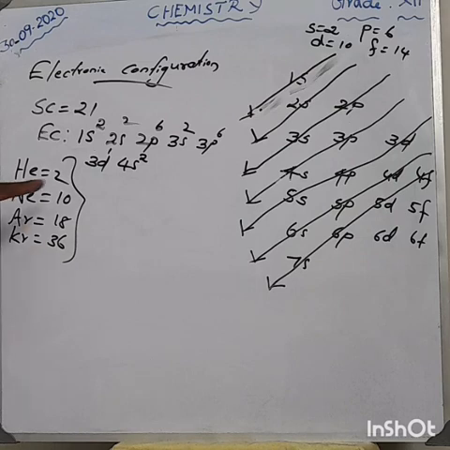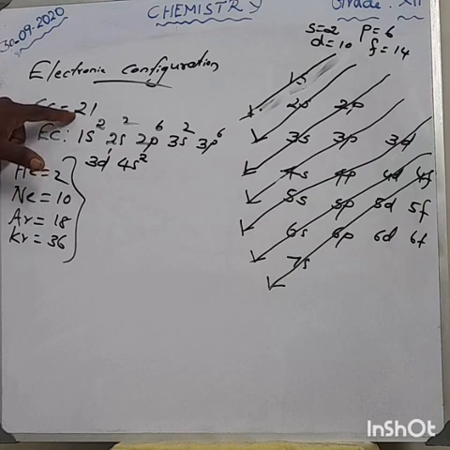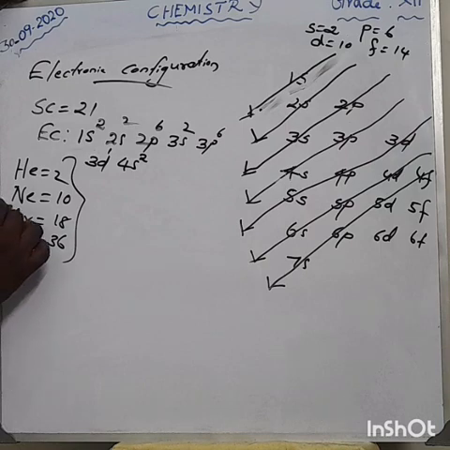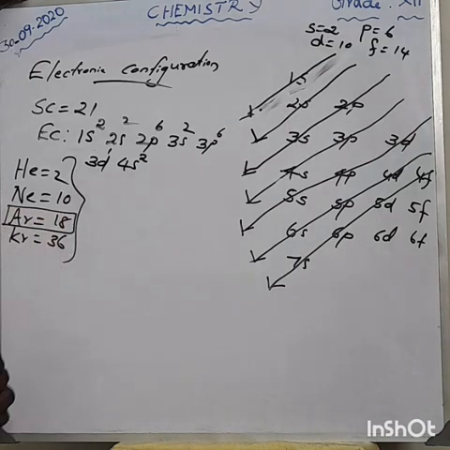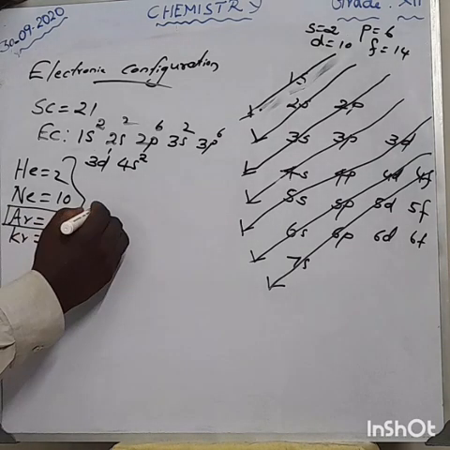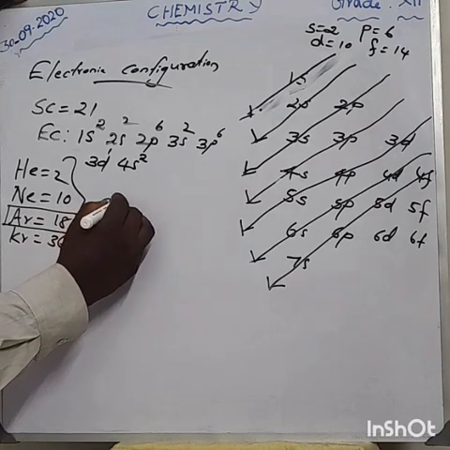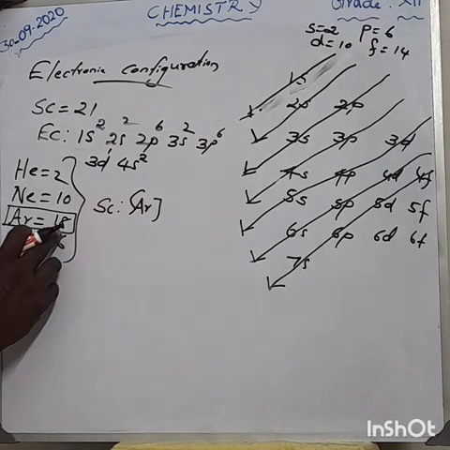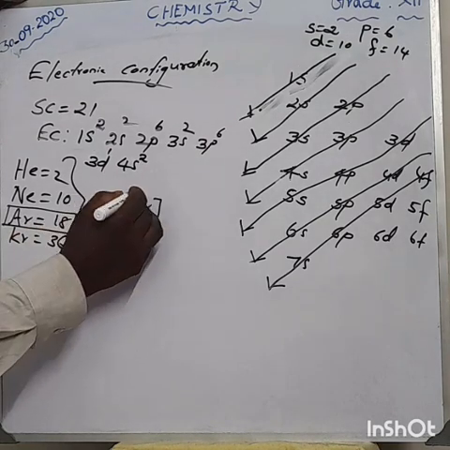Here, the nearest noble gas. Which one is the nearest noble gas? The scandium atomic number is 21. Nearest to 21, which one is it? That is 18. So we can write 18. 18 is the nearest noble gas. That is argon. Am I right? So we can write argon, scandium, argon. Argon, how many electrons? That is 18. Am I right?